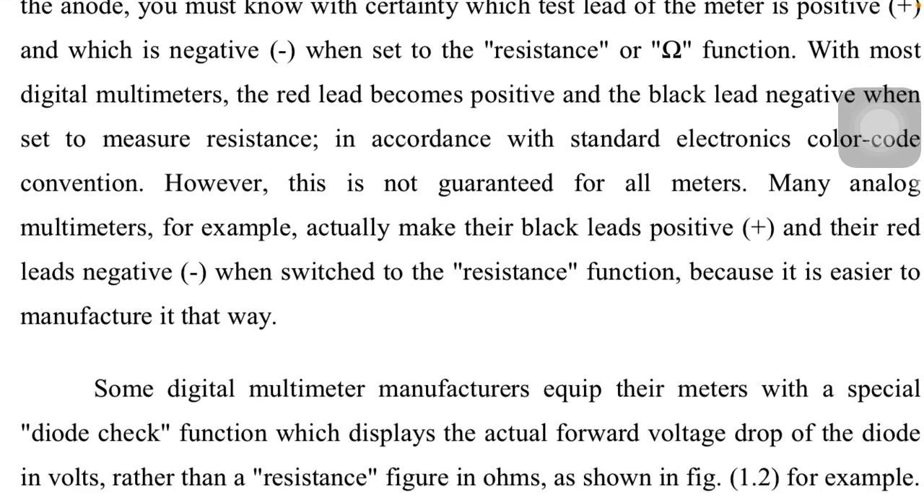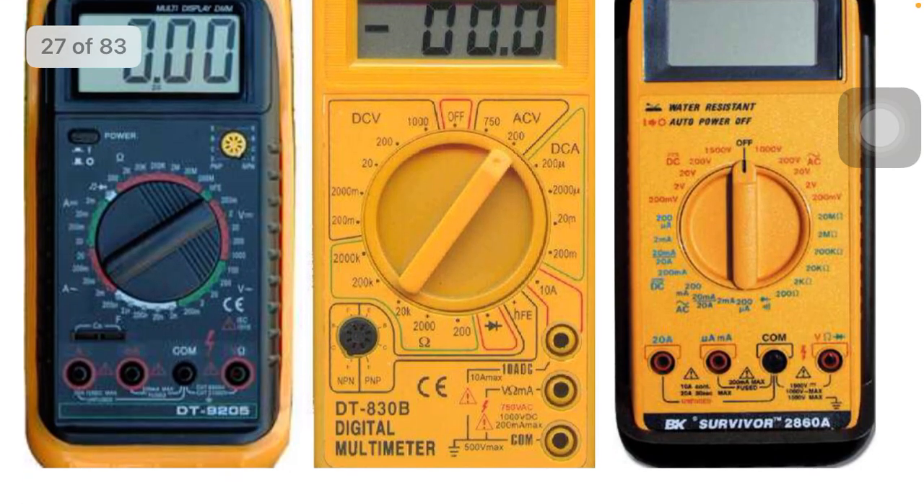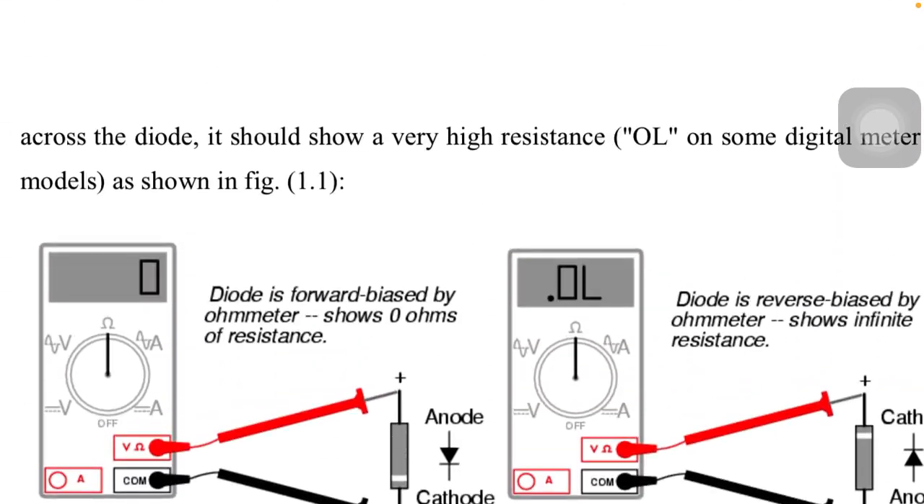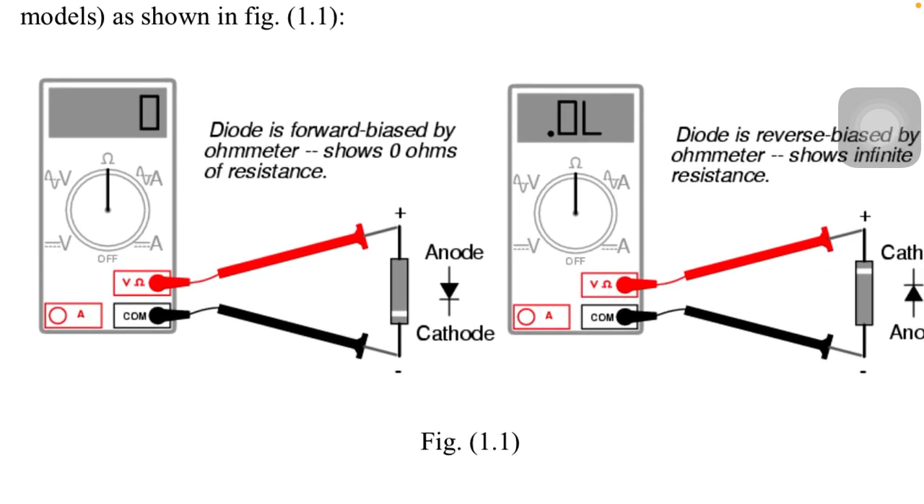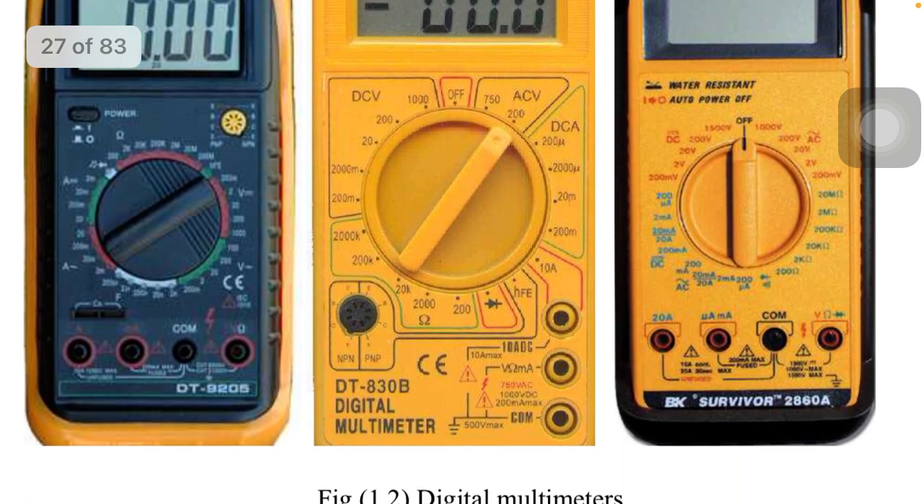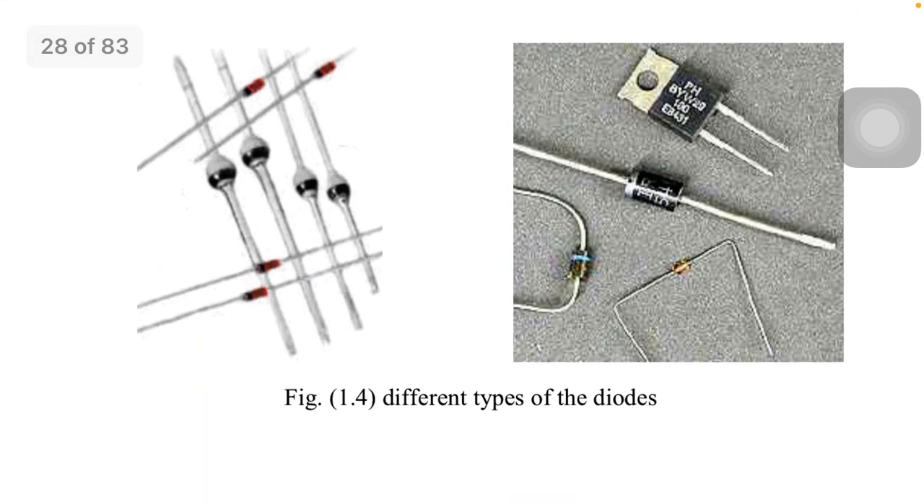Now that's about semiconductors. Now we have types of meters. We have analog meters. Okay, this is still digital. But we have analog. We have digital.